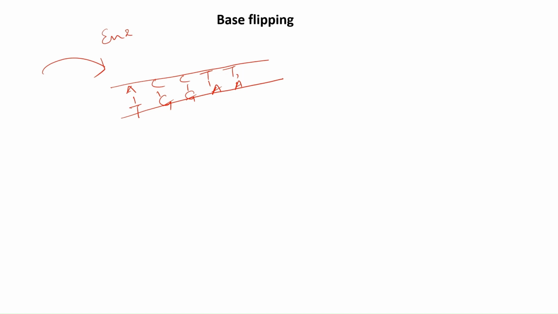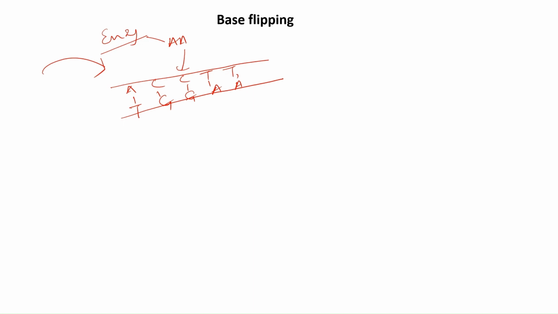Now base flipping. What do we mean by base flipping? In a DNA, the strands are bonded with each other. Base flipping means whenever any protein comes to interact with the DNA, for example repair enzymes or recombination enzymes. When these proteins come to function in a DNA, they should interact with the DNA. That means the amino acid side chains of these enzymes should interact with the DNA. Then only they can perform repair or recombination.